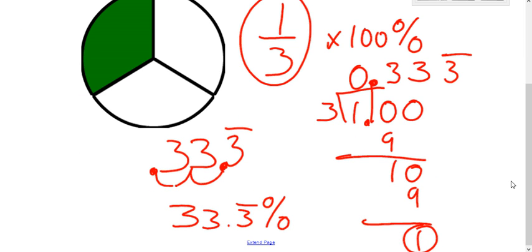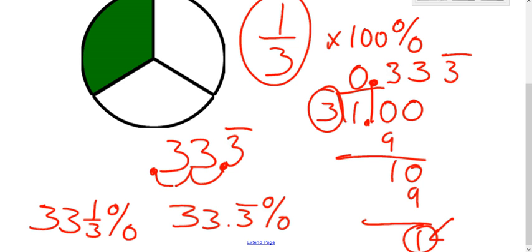Moving on. We saw we came away with a 1 here, and because we came away with a 1 here, we can say I have a remainder of 1. A remainder of 1 divided by 3 gives me an answer of 33 and 1/3%. So nice. And so we have that idea.